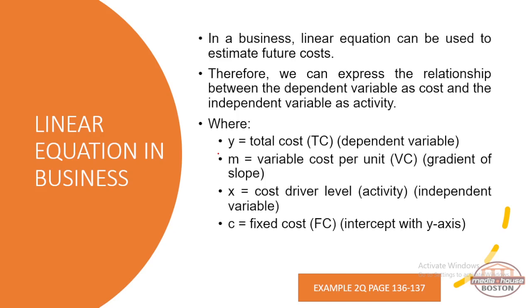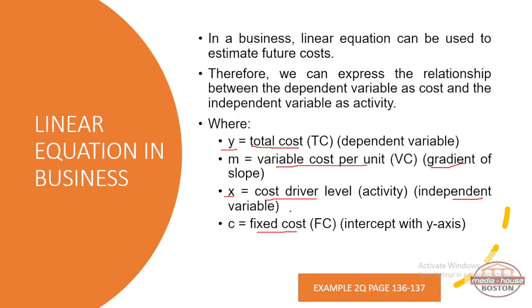So our equation y equals mx plus c will be given new terms. y, which is the dependent variable, will become the total cost. The total cost will depend on x, where x will be the cost driver, or the number of activities being performed, which becomes the independent variable. We're going to look for our gradient m, which is going to be the variable cost per unit. And then c will represent the fixed cost.